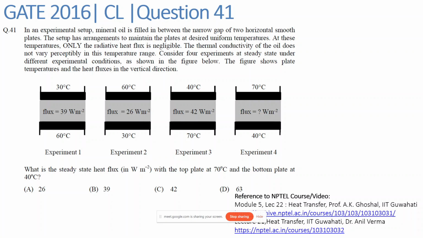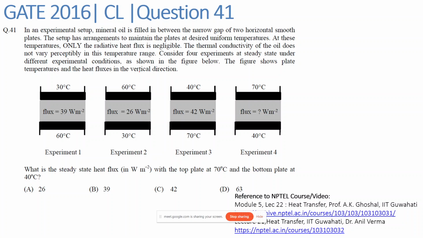Okay, so let's read the next question in detail. In the experimental setup, mineral oil is filled in between the narrow gap of two horizontal smooth plates. The setup has arrangements to maintain the plates at desired uniform temperatures. At these temperatures, only the radiative heat flux is negligible. The thermal conductivity of oil does not depend perceptibly on temperature in this range. Consider 4 experiments at steady state under different experimental conditions as shown in the figure below.